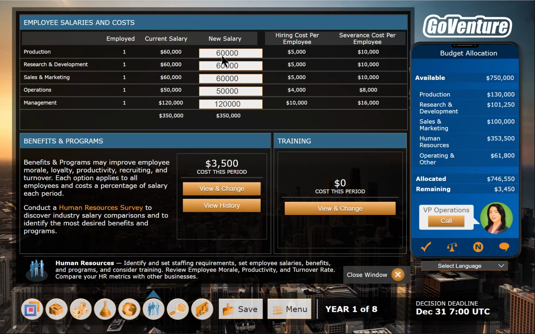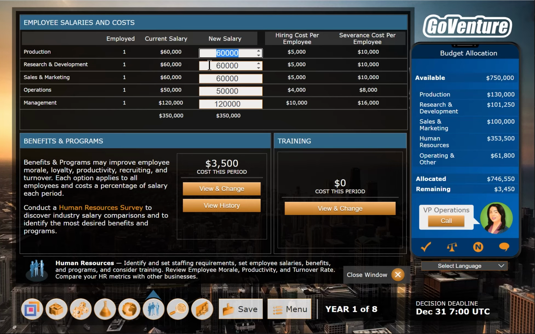On the main screen here, I can see what the salaries are of my employees. In the production department, the current salary, which is set by default at the beginning of the simulation, is $60,000 by the period. So that's $60,000, and my period is 1 year. If your period was monthly, that would be the monthly salary. And that doesn't include benefits or training or anything else. That's the base salary.